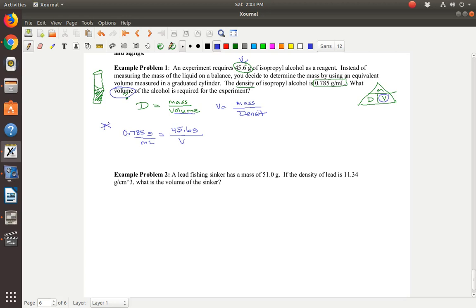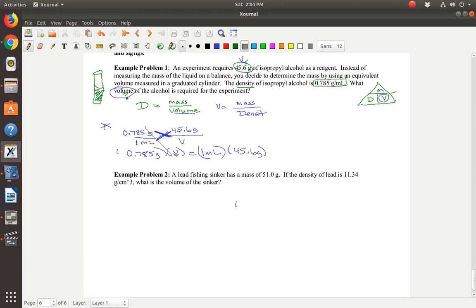So when you have a variable in the denominator, and we are going to have these, you cross multiply. So cross, 0.785 grams times V equals, there's the other side, 1 milliliter. Remember, if there's no 1 there, you just write milliliters, but you can write a 1 there, times 45.6 grams. And now I got to isolate my volume, my V.